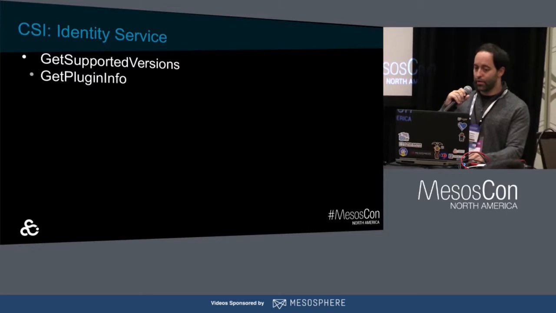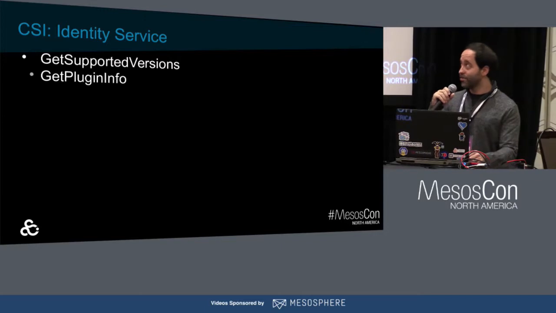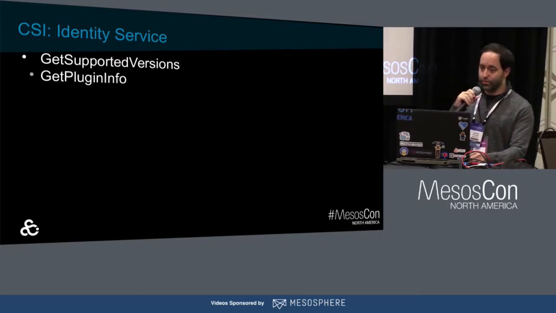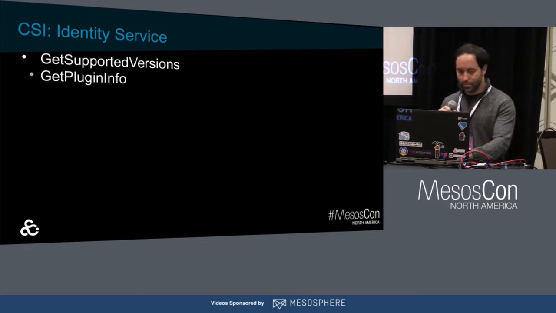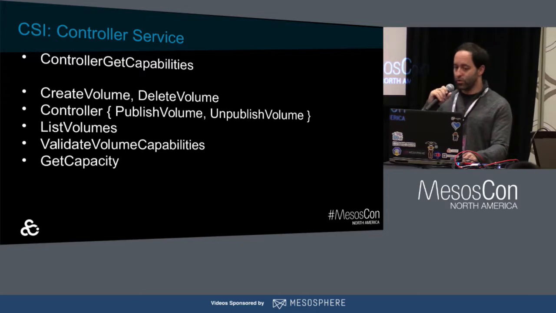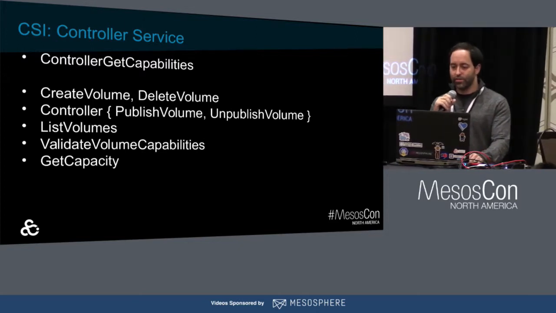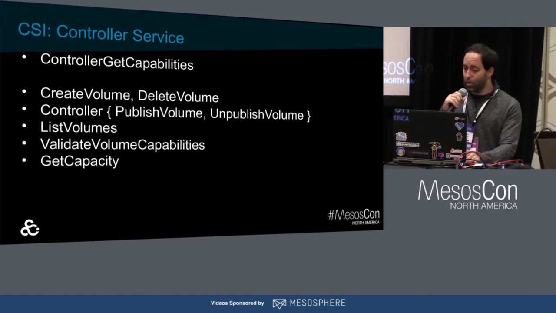A container orchestrator invokes the get supported versions RPC. The plugin responds with a list of supported versions, and then the orchestrator selects which version to use for future RPC calls to the plugin. All CSI endpoints are required to support this service, regardless of the deployment mode. The next type of service is the controller service. This runs either in a central location or it can run on all the nodes themselves. It really depends on the deployment mode.